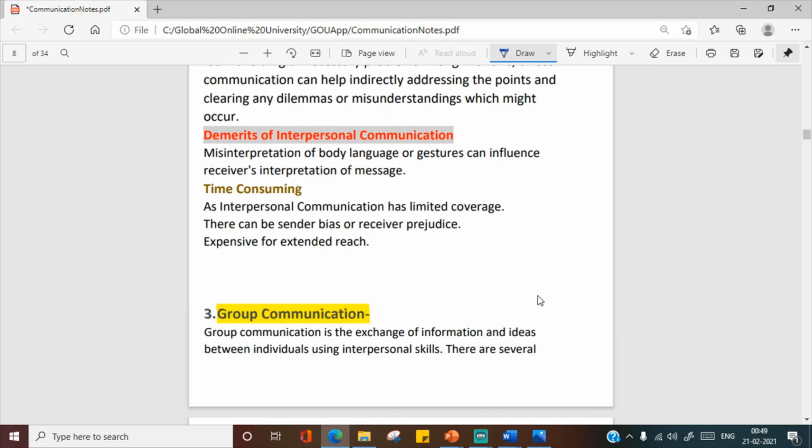Interpersonal communication can be time consuming. It is also sometimes expensive. There can be sender bias or receiver prejudice. Sender bias means you are talking to some junior in a company, and you do not have a very good relationship with that person. At that time there can be a bias. Bias means that you don't do justice, you are favoring one person over the other.